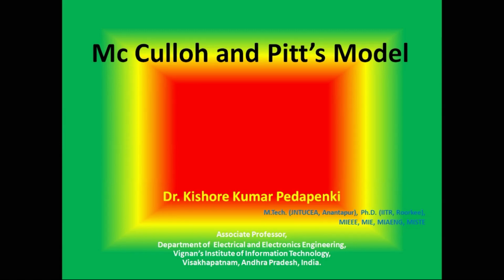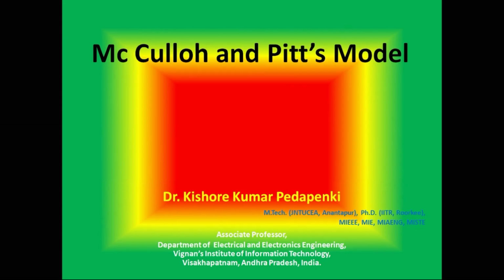Hi friends, in this video let us see the first and foremost neural network, the McCulloch and Pitts model. This name comes after the scientists called McCulloch and Pitts. These two scientists did research and finally gave the first neuron model in 1943, and that model is called the McCulloch and Pitts model.